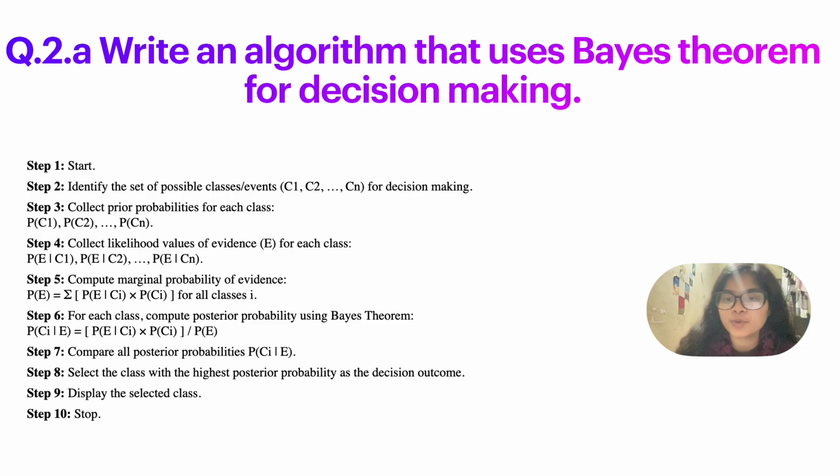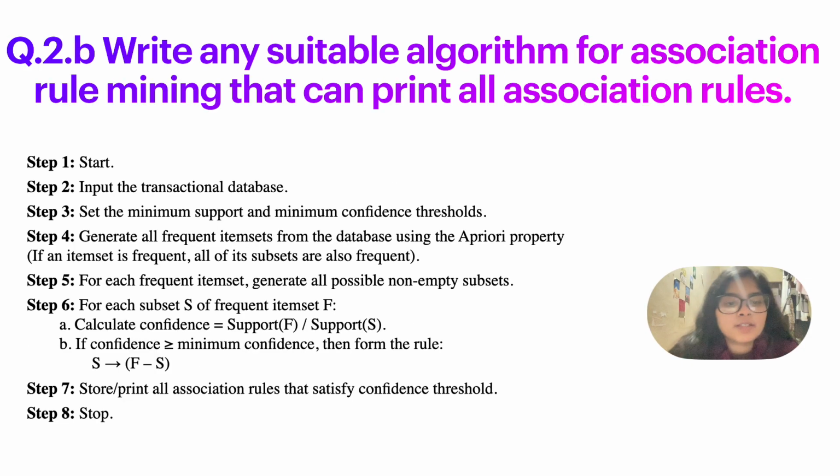Moving towards the next question, we have: write any suitable algorithm for association rule mining that can build association rules. So here we just start, then we input the transactional database, then we set the minimum support and confidence threshold. All these values are set in accordance with the system it works for.